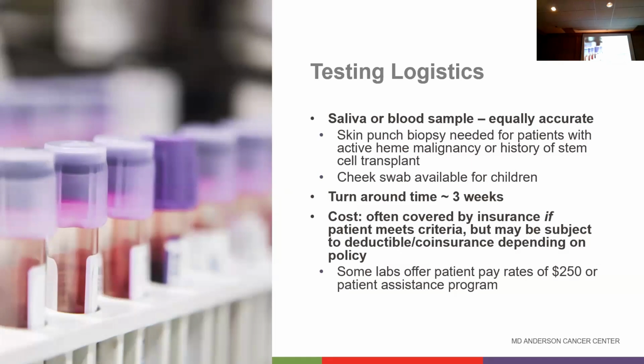In terms of the logistics of testing, it typically, like I said, is done through saliva or blood, which are equally accurate. The turnaround time can be around 3 weeks or so, sometimes longer. And then often if a person meets insurance criteria, that insurance company will cover the cost of genetic testing. But of course, that doesn't always happen. Some labs will have a self-pay price of around $200 to $300. And some labs also offer patient assistance programs to make testing as affordable as possible.